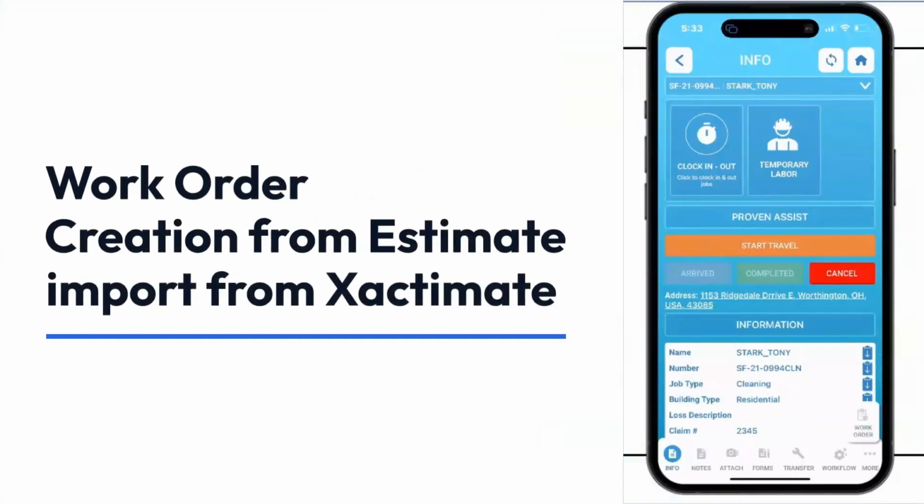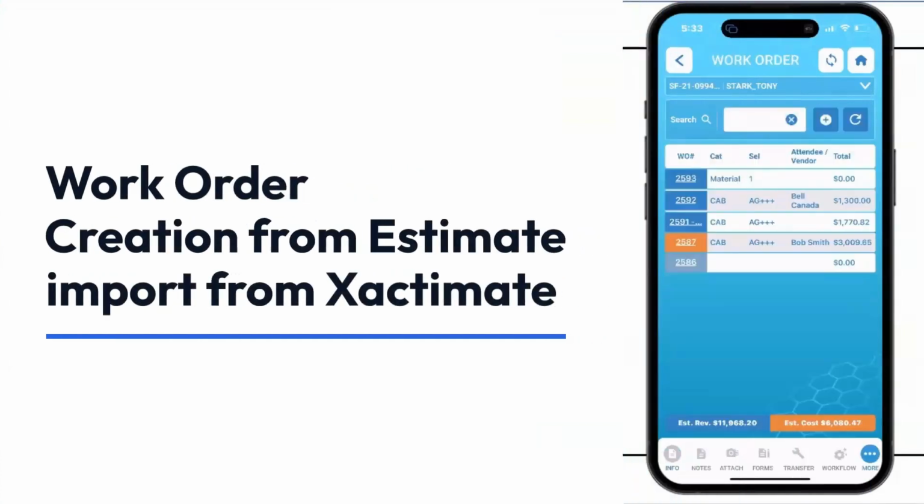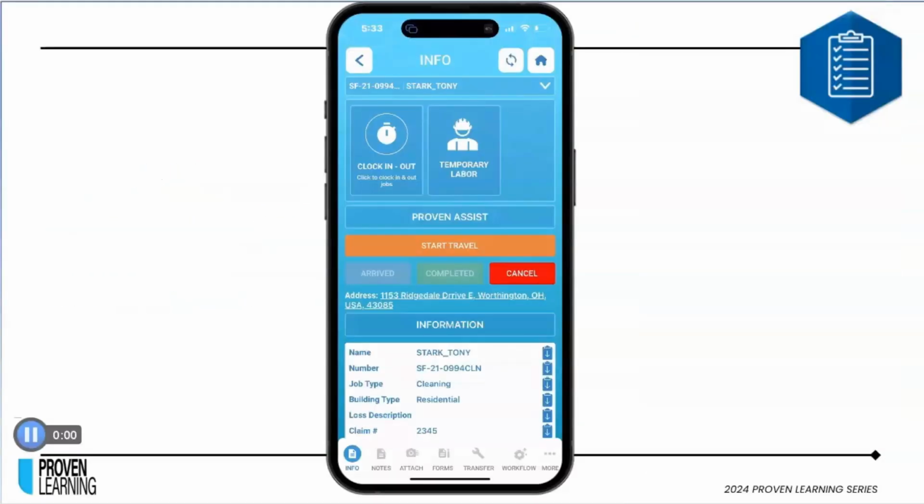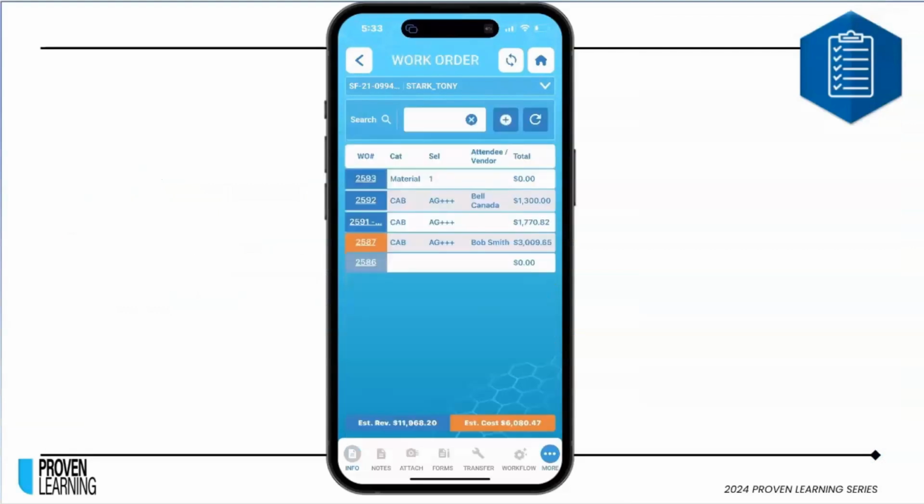Now let's take a look at work orders that were created from an estimate import from Xactimate. These work orders have category and code selectors, as well as action items associated with them. I can see all the work orders that were imported from Xactimate on my mobile app on entry. I can also see any assigned vendors or attendees in addition to the displayed estimated cost or estimated revenue in the totals column, depending on the default that I set in company settings.